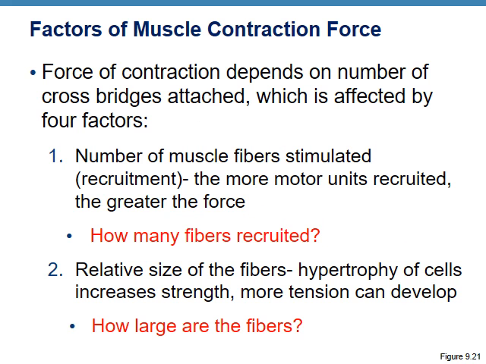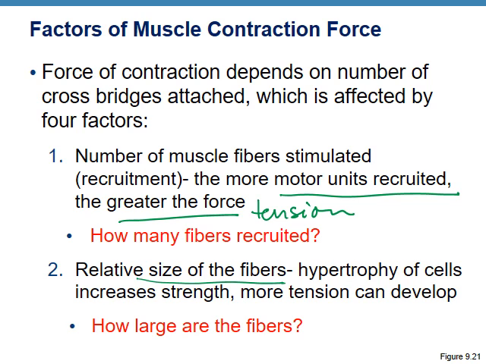So what are the factors of muscle contraction force? The forcefulness, or the amount of tension created, can be dependent on a number of things. Number one here, I have the number of muscle fibers stimulated. So recruitment. We said the more motor units are recruited, the greater the force or the tension developed in the muscle. We can also look at the size of the fibers. If you have really large muscle fibers, they can develop more tension, therefore more force.